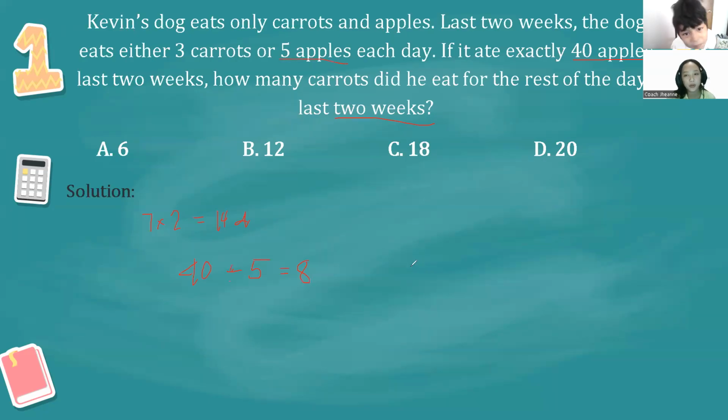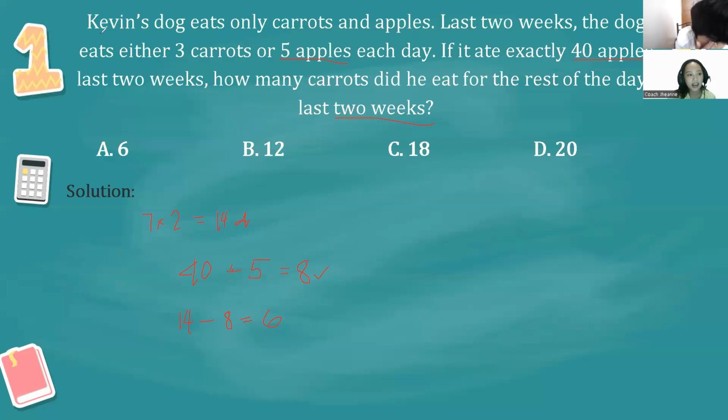Now, we already know that the dog has eaten 5 apples for 8 days. Now, to know for the rest of the days, how many days did the dog eat carrots? We have 14 days, that is the days in 2 weeks, minus the days the dog has eaten apples, so that is 8. Now we have 6. All right? Did you follow?